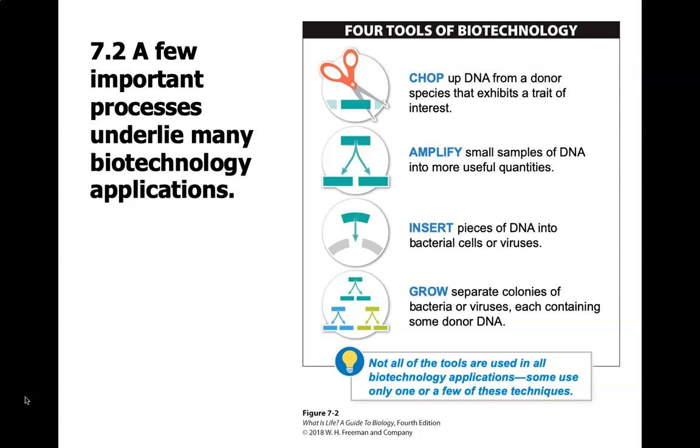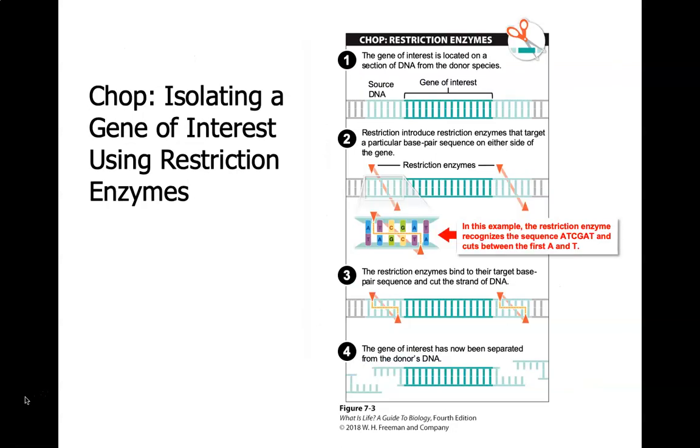So we need to grow the bacteria that are going to produce insulin for us, or we need to grow the viruses that are going to transport an edited gene for us. So let's talk about how we use these more specifically.